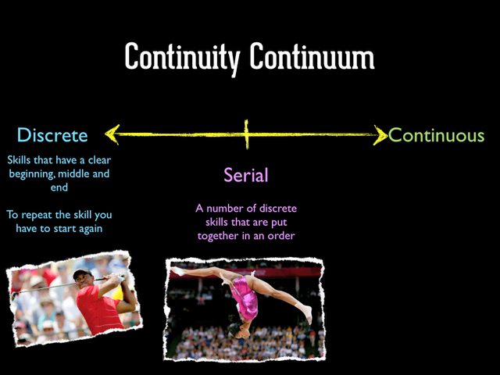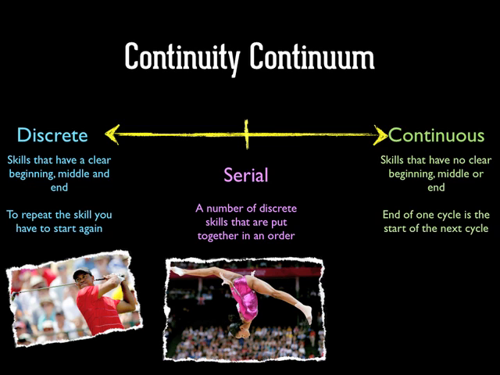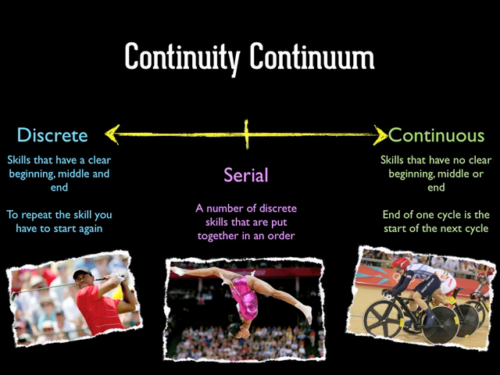Finally, you have a continuous skill. These are skills you can't clearly see the beginning, middle or end, and sometimes they loop round again and again and again, and the end of one cycle is the beginning of the next. A good example of this is cycling. So where you're moving your legs to rotate the bike, there's nowhere where you say, well, actually you start at this point and you end at this point. It's all one continuous loop. Same with running, same with swimming.